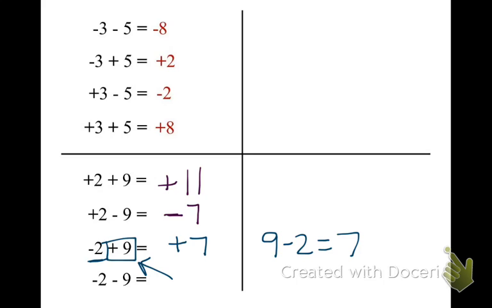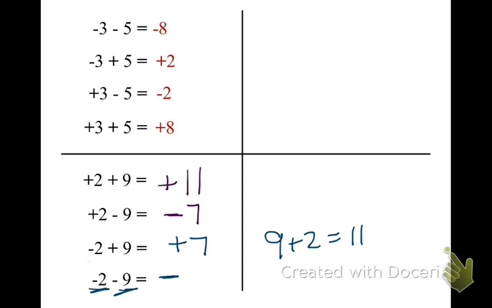And we're going to take a look at our last example. I have a negative 2 and a negative 9. They have the same exact sign. So now my answer has to be a negative, and let's combine them together. What's 9 plus 2? 9 plus 2 is 11, so I have a negative 11.